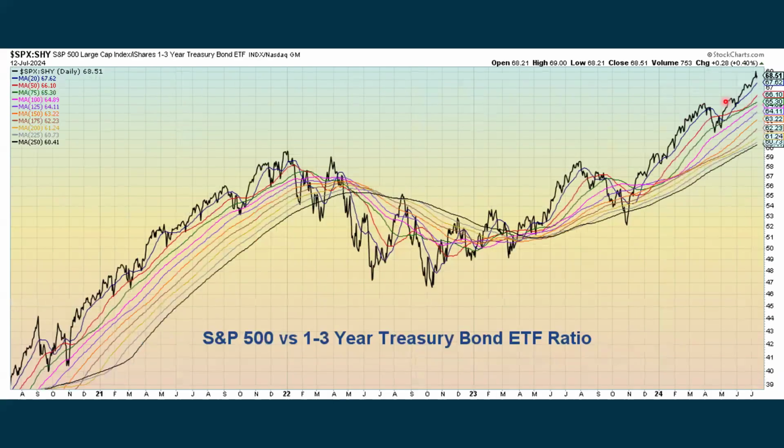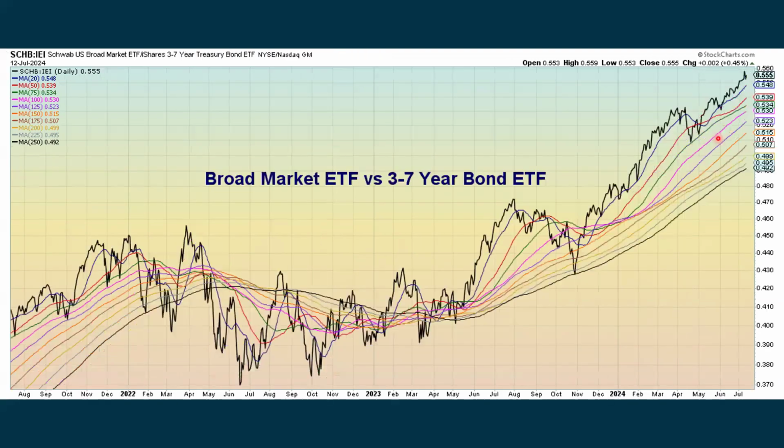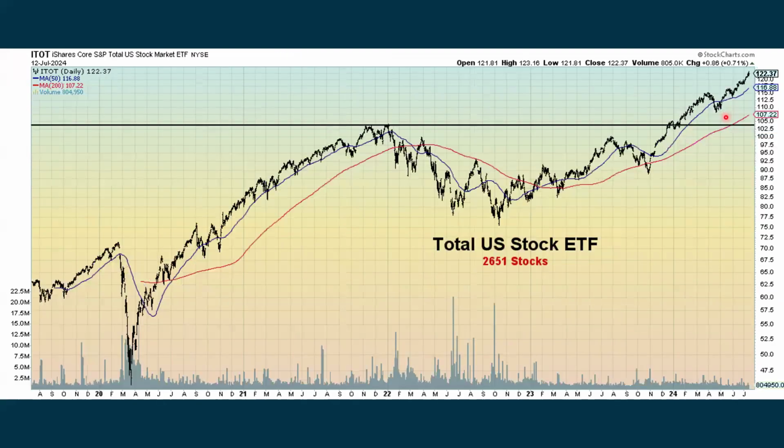uptrend. Then we look at the S&P and compare it with short-term bonds based on price. Stocks continue to outperform. Then we look at the S&P 1500 and also look at shorter-term stocks. So even when we look at the broad market of stocks, they are still outperforming shorter-term bonds. We look at another broad market index and compare it with 3 to 7 year bonds, showing how stocks are outperforming.